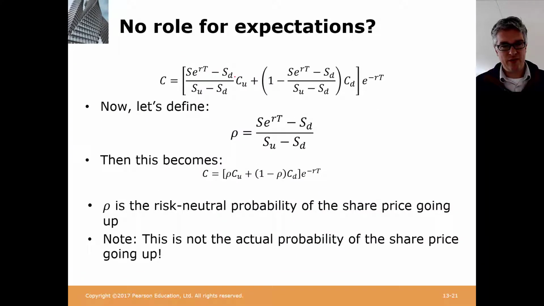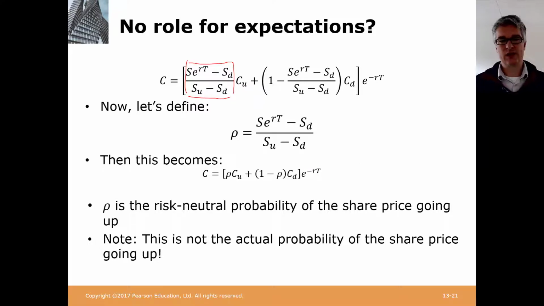So if this is what I'm left with, then I can define this row right here as this term right here: S e^(RT) minus SD over SU minus SD. And then I have this formula which looks a lot cleaner, namely C is rho times CU plus 1 minus rho times CD, and then discounted by the risk-free rate.